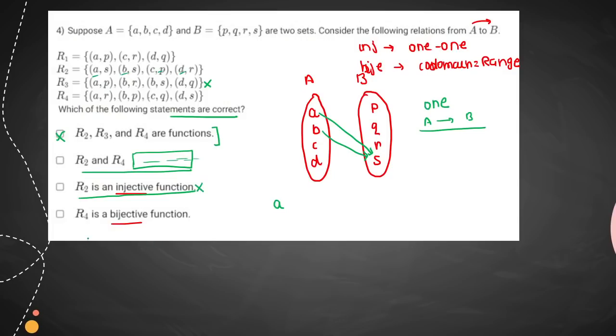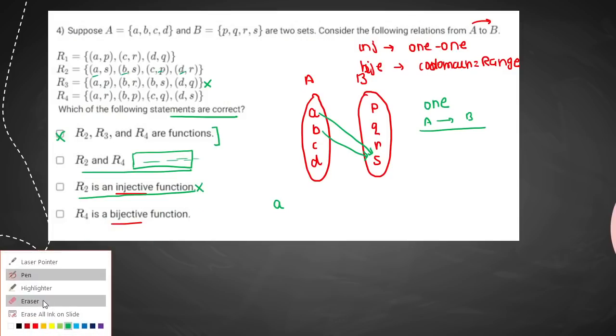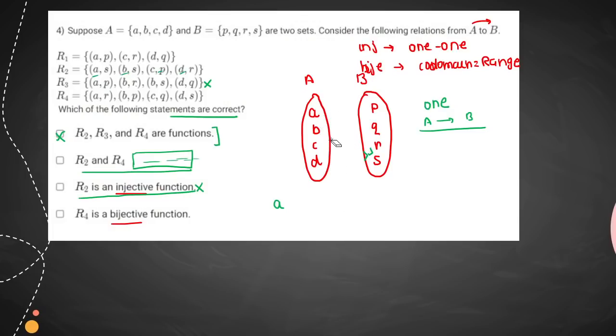The last statement is R4 is a bijective function. So let me erase these lines. So R4 is A to R. Okay, so it is going A to R, B to P, C to Q, and D to S.